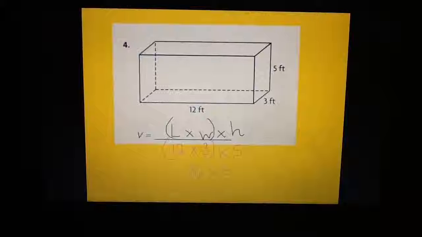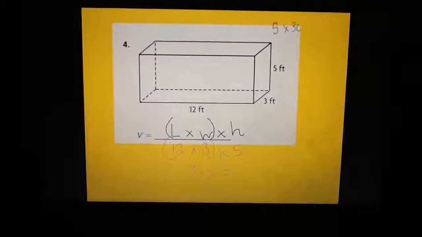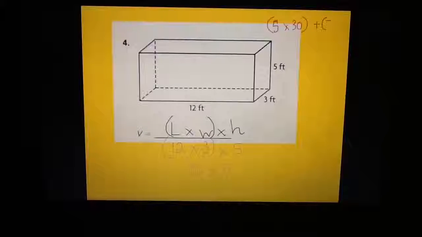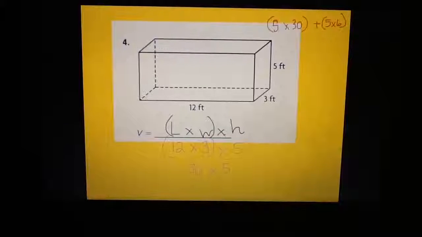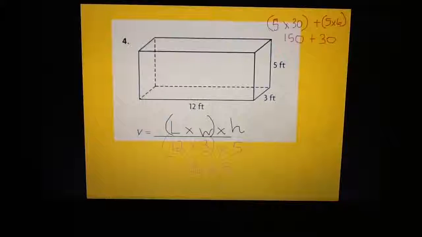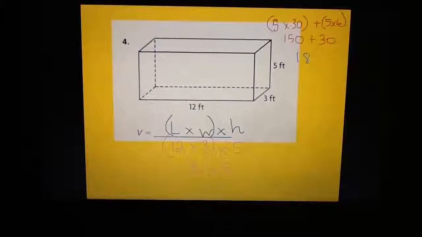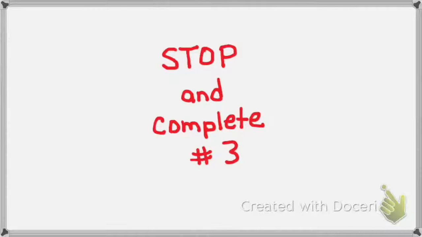Again, I'm going to use the distributive property. I'm going to break apart my 36 to be a 30 and a 6. And I'm going to multiply both of those by 5. So it'll be 5 times 30 as well as 5 times 6. And now I can find my two partial products. 5 times 30 is 150. And 5 times 6 is 30. So my final product is going to be 180. And remember, we're measuring in feet, so it'll be cubic feet. I hope both of our answers matched. Please stop the video and complete worksheet number 3 right now.